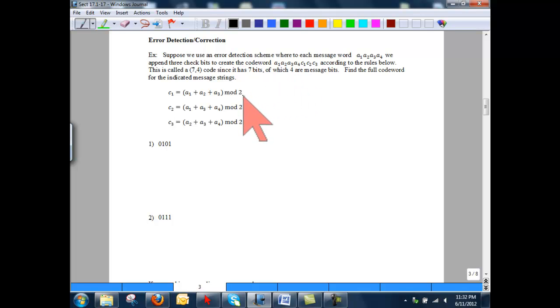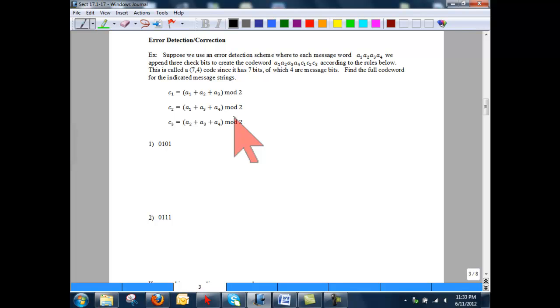Now, suppose I decide to come up with a code word scheme that looks like this. The 3 check bits are determined as follows. I take some combination of the message bits, add them together, and mod by 2. I have to do this mod by 2. When I add things together, I can get numbers larger than 1, but in a binary stream like this, I'm only allowed to use zeros and ones. And remember, when you mod by 2, you only end up with either a 0 or a 1. So let's do an example.